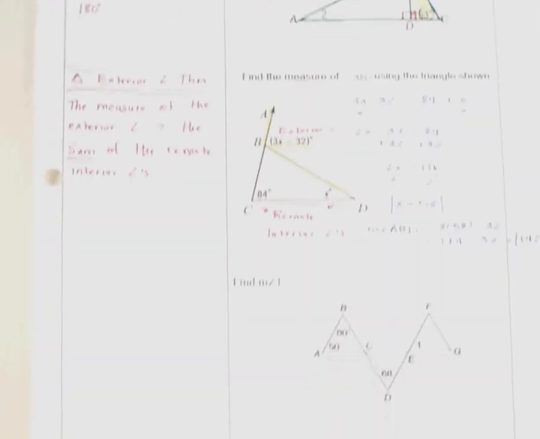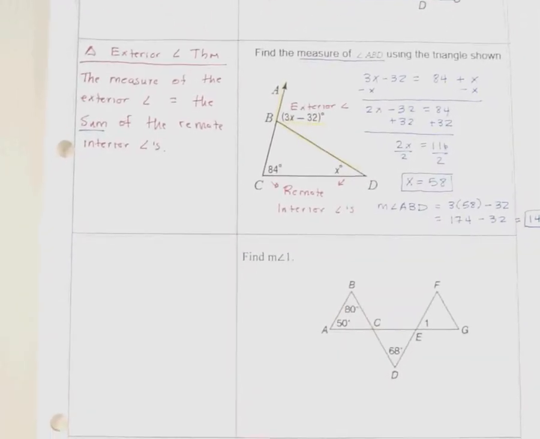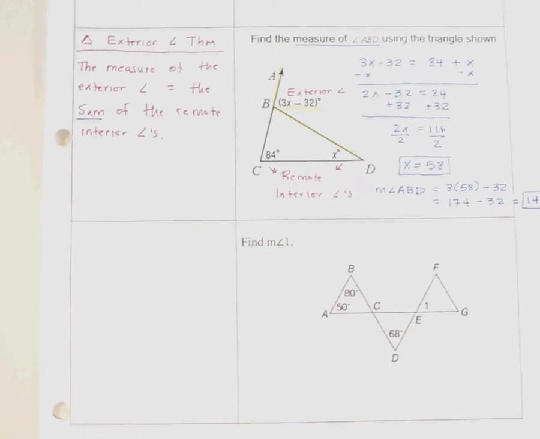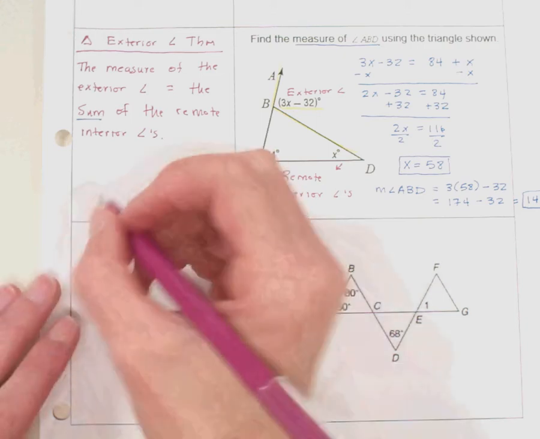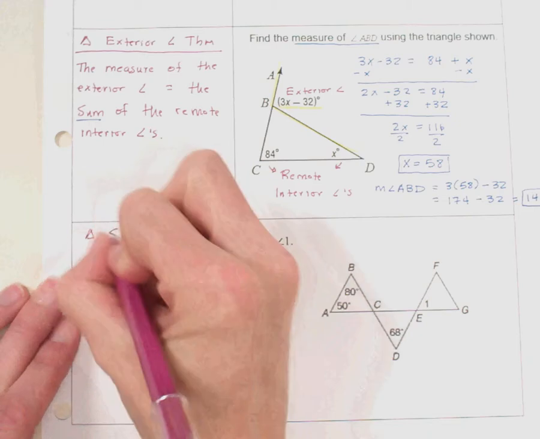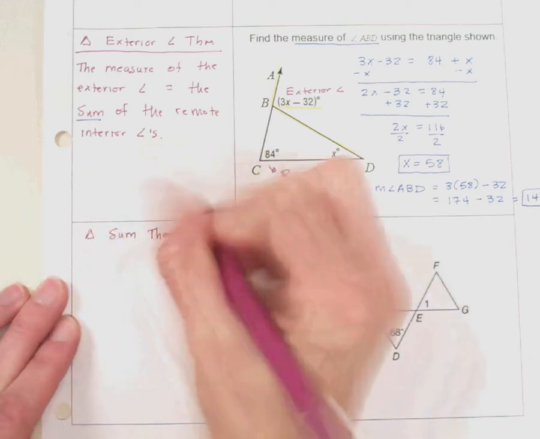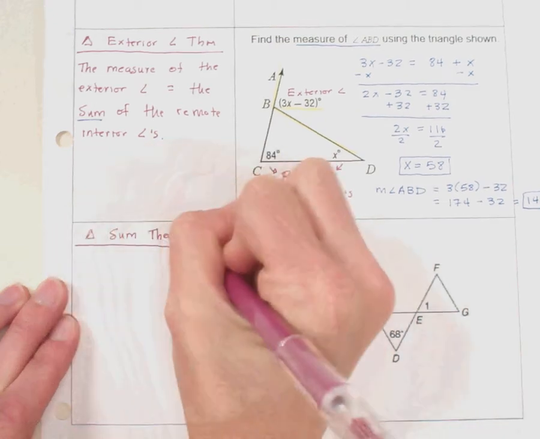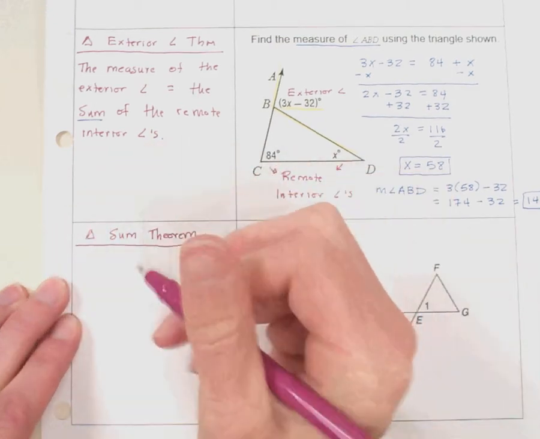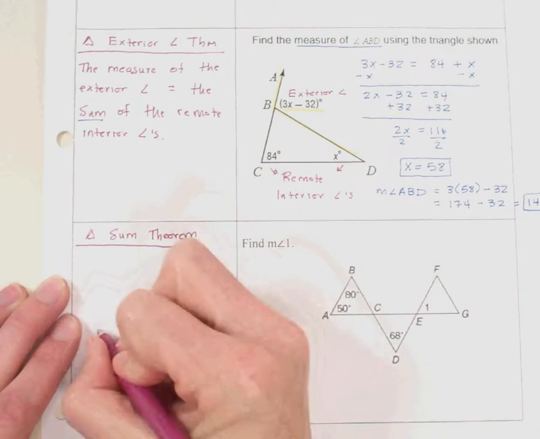Okay, last example, we're asked to find the measure of angle 1. Notice all of the angles are inside or interior, so I'm going to use the triangle sum theorem. The triangle sum theorem says that the sum of the angles in a triangle is 180 degrees.